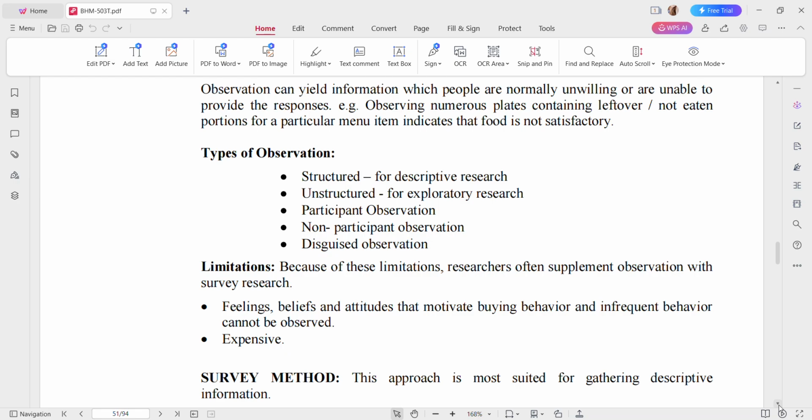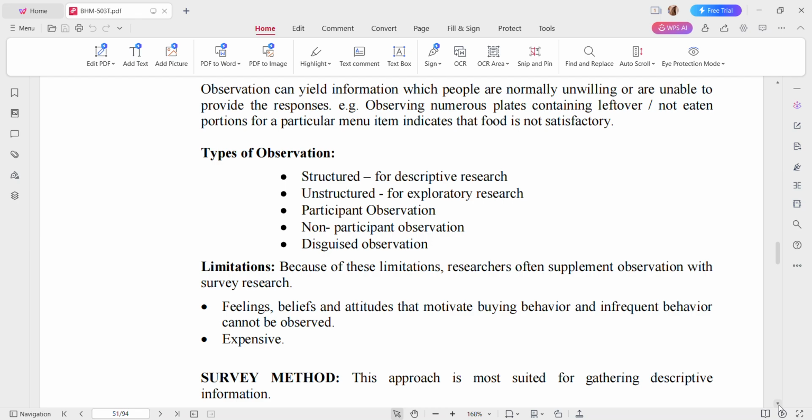We also have participant observation, non-participant observation, and disguised observation. Like I made mention kanina, yung hotel guest nga, who is disguised as a guest, but he is really a researcher, observing, no? So yun siya.